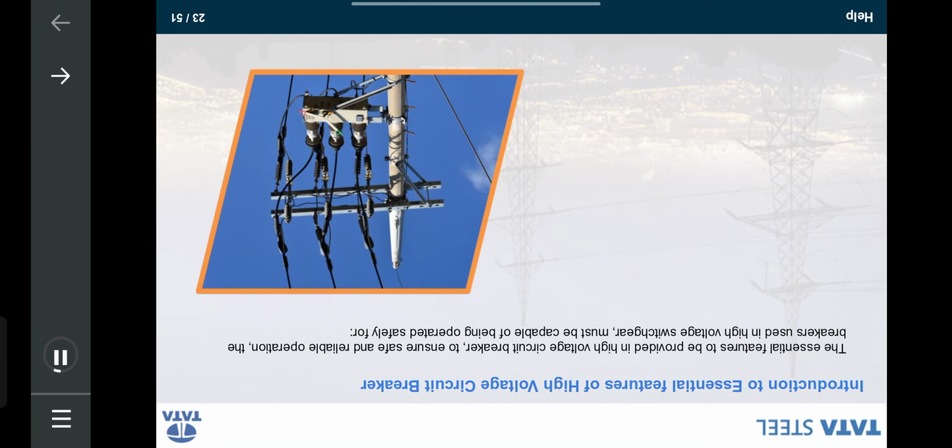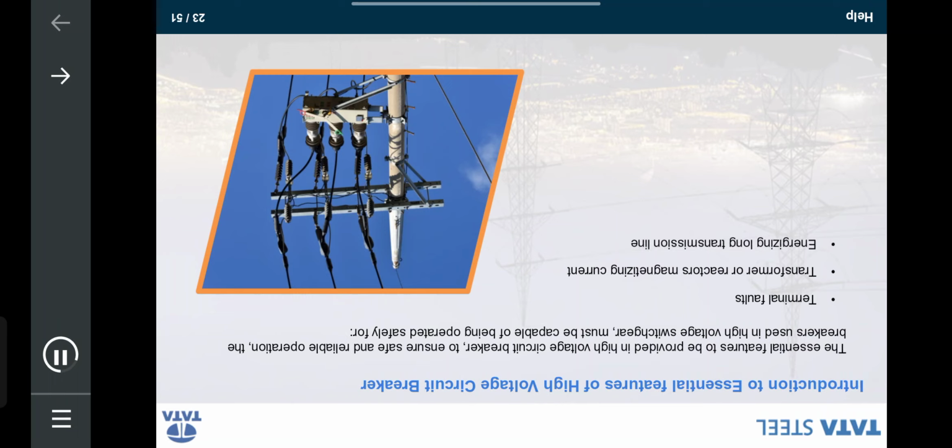The essential features to be provided in high voltage circuit breaker to ensure safe and reliable operation. The breakers used in high voltage switchgear must be capable of being operated safely for terminal faults, short line faults, transformer or reactors magnetizing current, energizing long transmission line, charging capacitor bank, switching off out of phase sequence.